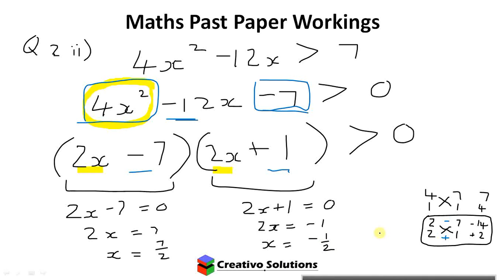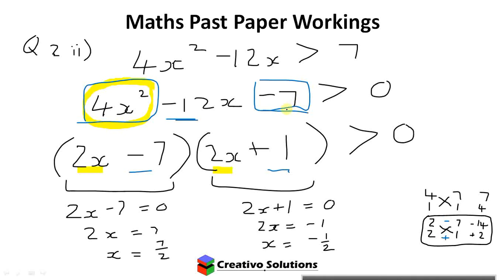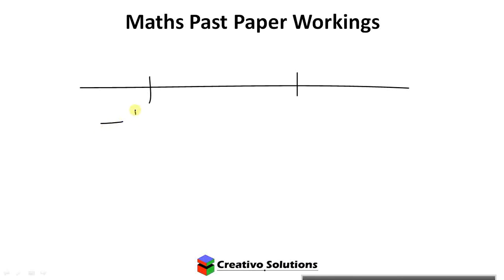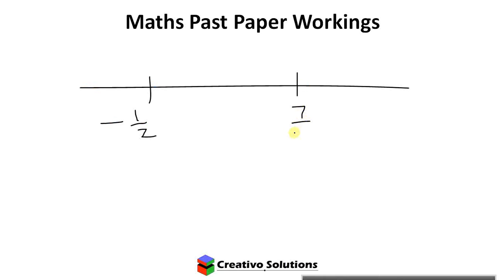Okay, I'm not finished yet because this is an inequality. What do I do with inequalities? You remember? I need to test them, right? I need to test the points. So let's do the test. Let's show it on the timeline. Okay, so 1, 2. Okay, so minus a half, 7 over 2.